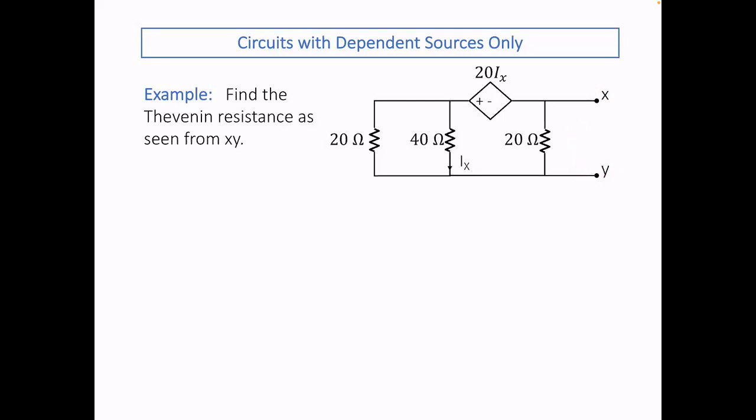Anyone? There is no independent source. It's only a dependent source. What do you think would be the voltage across X and Y? Can anybody guess? Zero, sir.